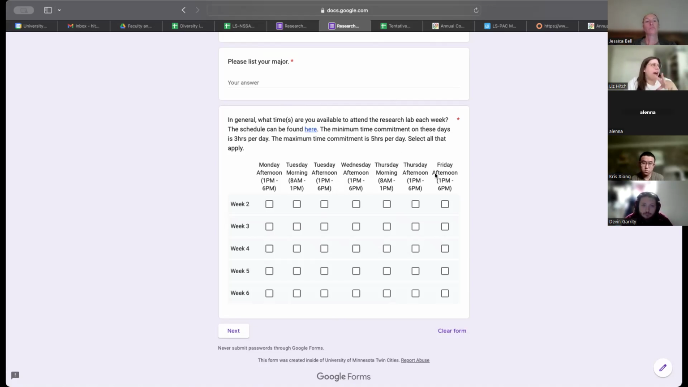So I tried to match what's already predetermined in the schedule, to give you options based on your schedule to go to research lab. That was a lot of information. Is anything unclear or confusing? Please feel free to unmute and we can talk about it.